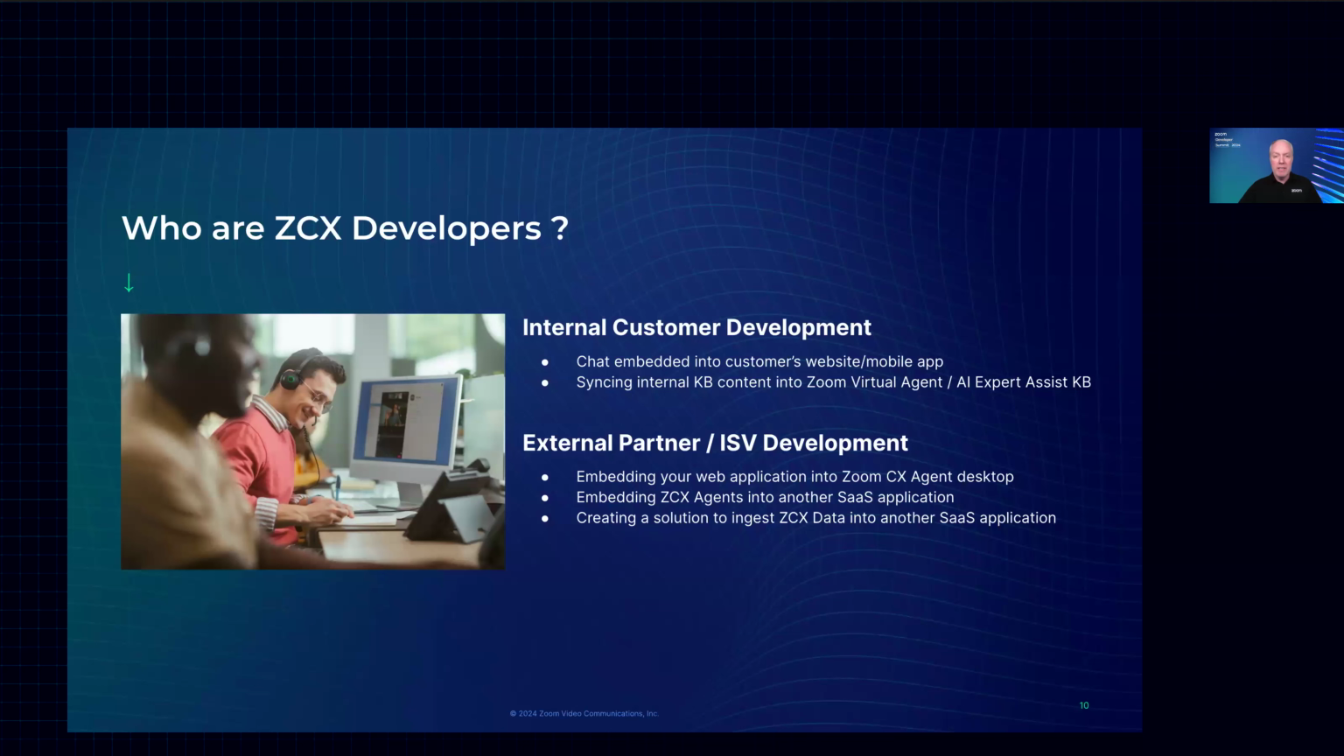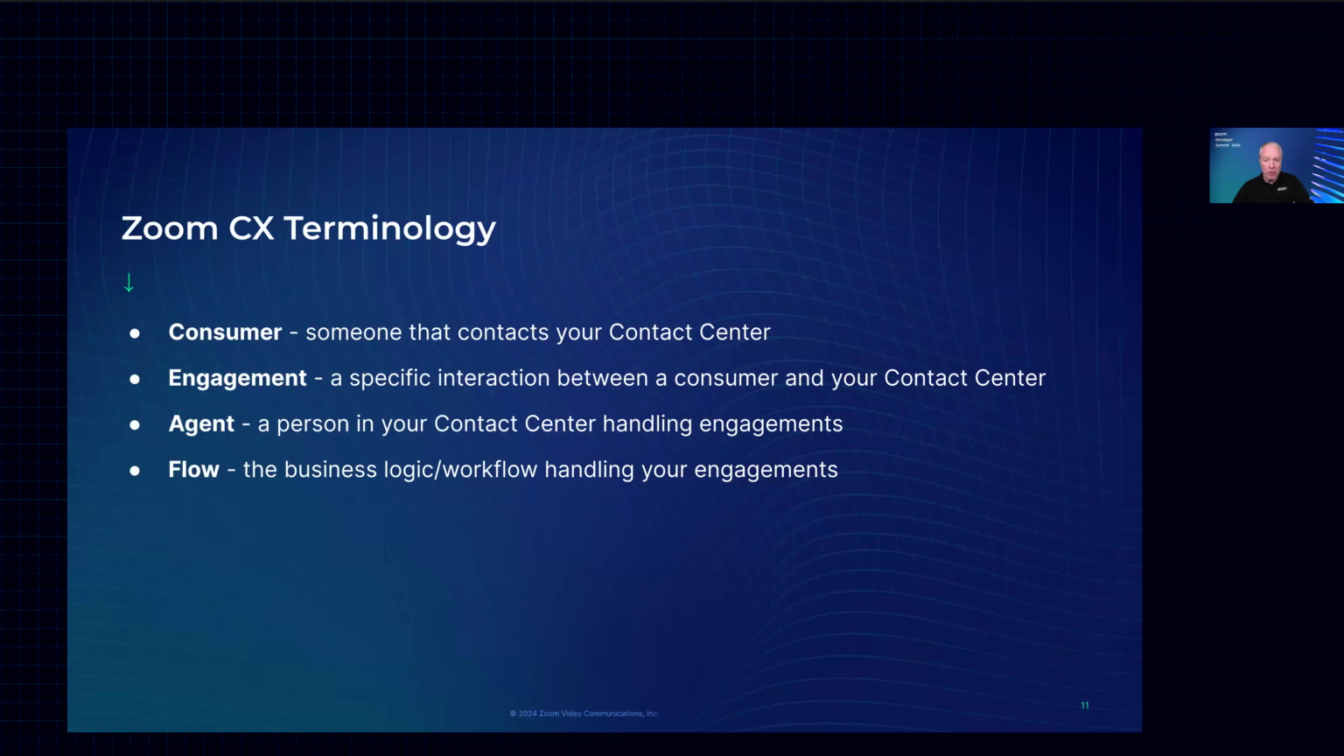Before we go too far into the developer items, let's talk some terminology briefly for what Zoom CX is. We use the term consumer to refer to anyone that's reaching out to the contact center. That consumer could have multiple engagements. Every time they call or start a web chat, that's going to be a new engagement. So a single consumer could have 5 or more engagements in a day if they're reaching out to the contact center often. If that engagement is routed to a human agent, that of course is going to be our agent.